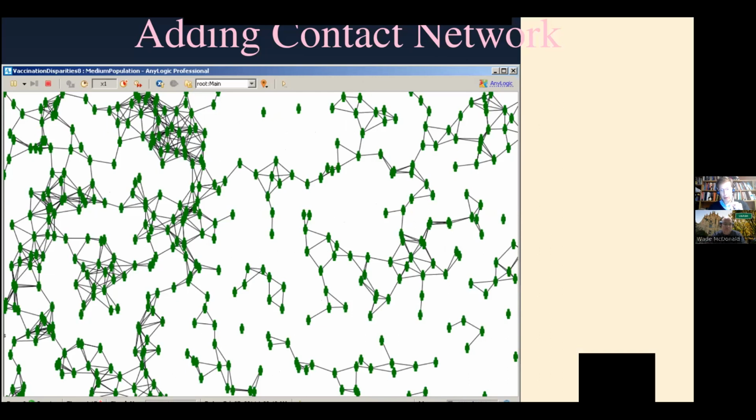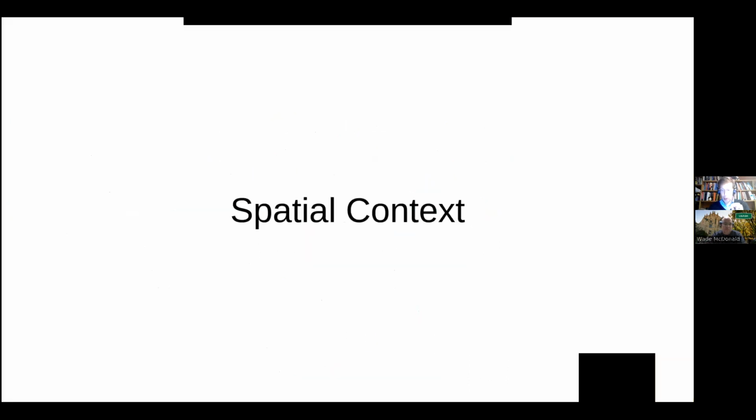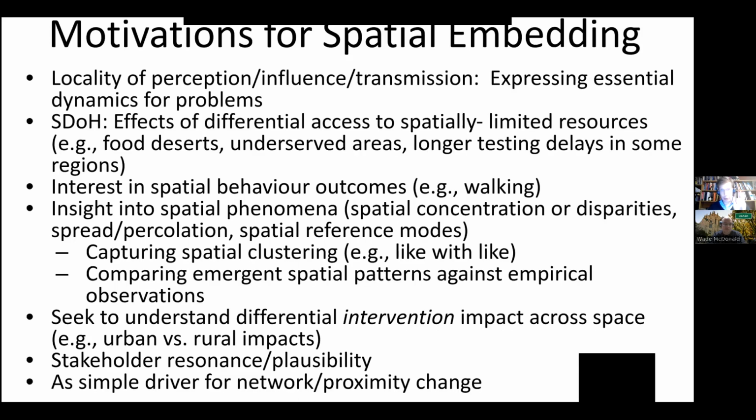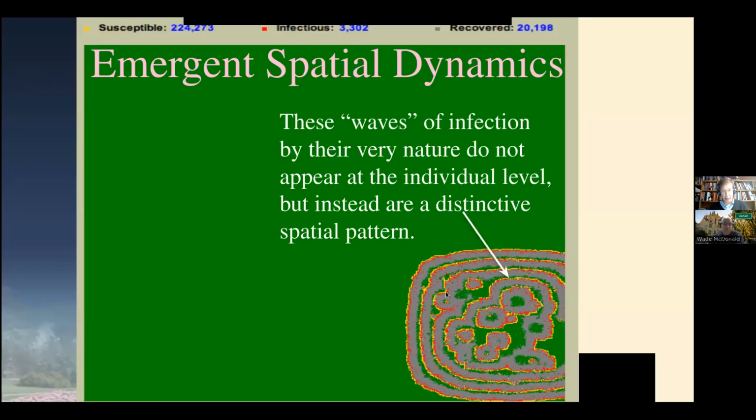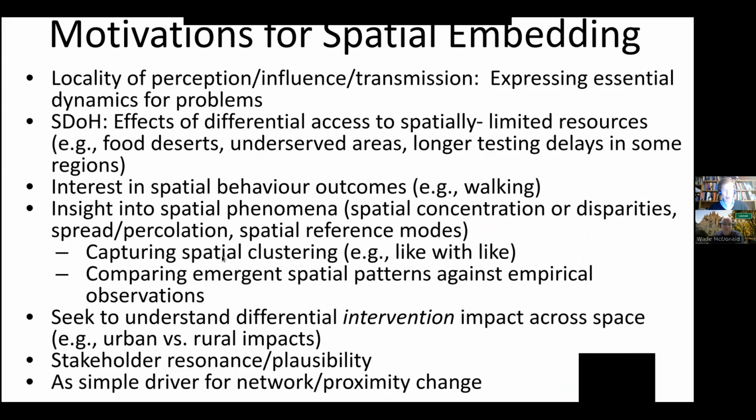Beyond networks, though, we commonly place agents within spatial context. By no means in all models, but in many models. And there's many motivations for this, placing them in an irregular environment or a 3D environment or a stylized environment, here, a geographic environment. We can capture things like locality, perception and influence, aspects of social determinants of health, the presence of food deserts, for example, or areas that are underserved by healthcare provision, or the longer testing delays in some regions.